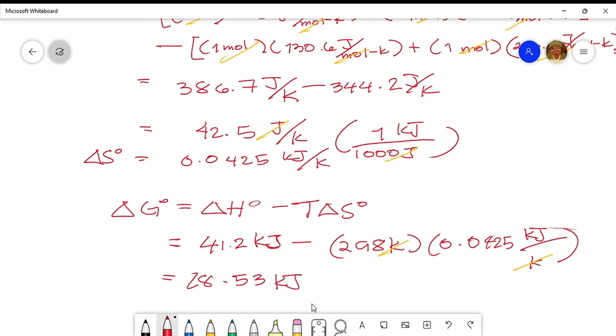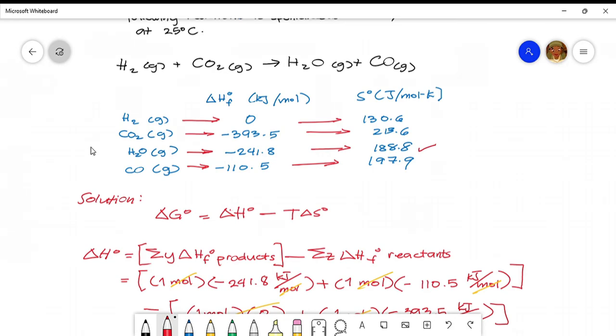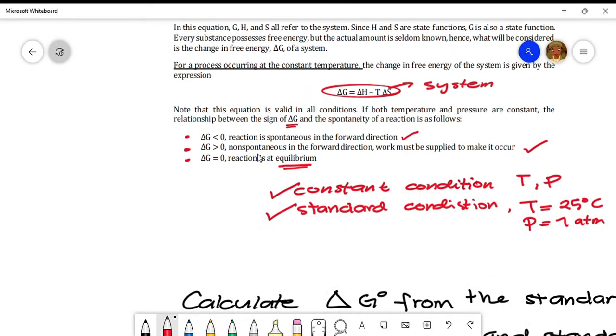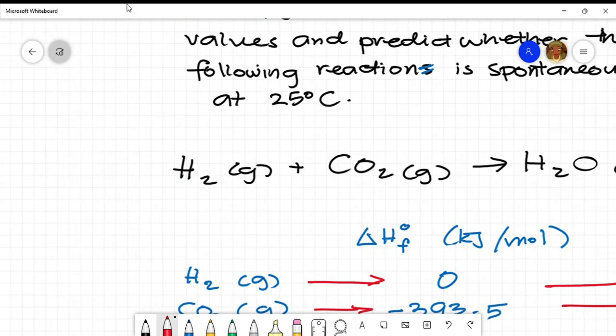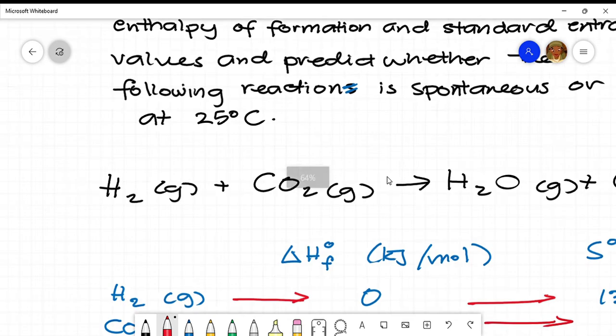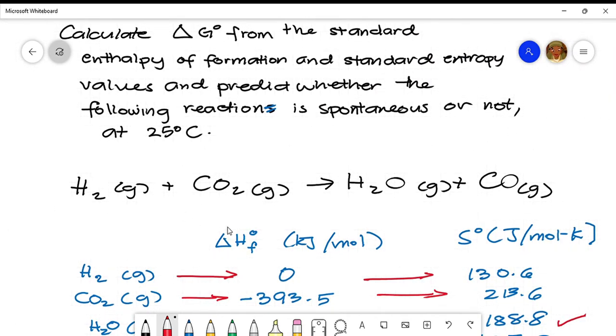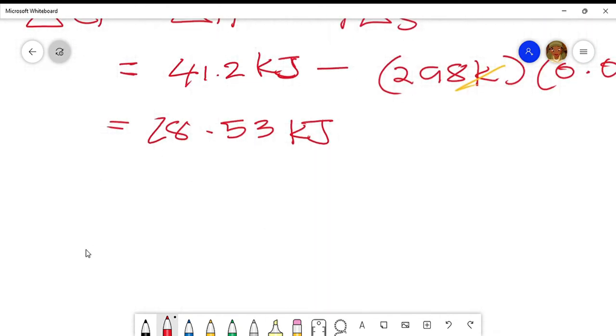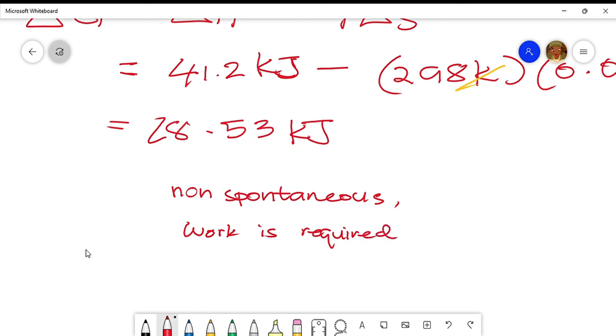And from our previous discussion on the concept, if we have a Gibbs free energy change greater than 0, this is non-spontaneous in the forward direction. So work must be supplied. There should be an energy required. There should be work supplied in order for this reaction to happen. So in your answers, I want to see that you indicate that this is non-spontaneous. And energy, let's just use the term work. Work is required for the reaction to happen.